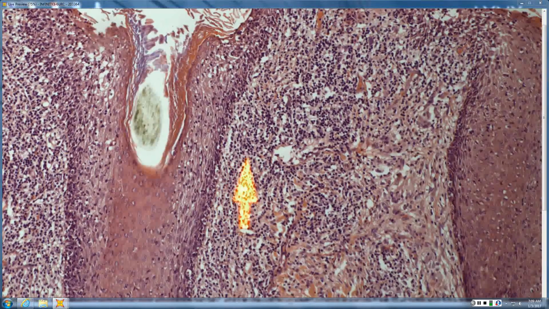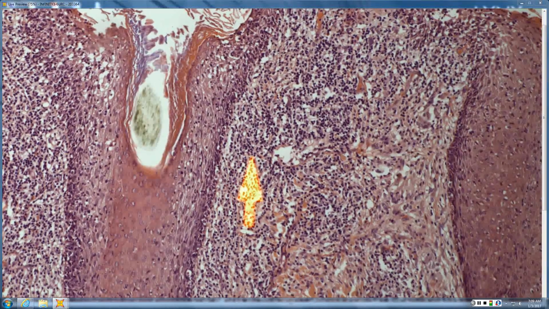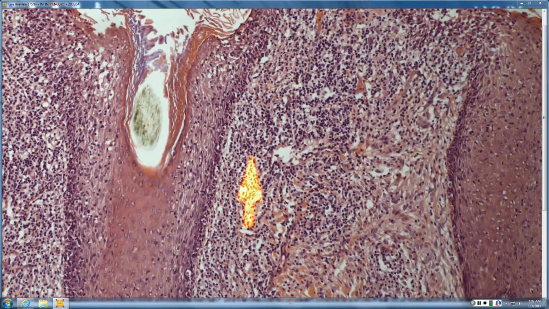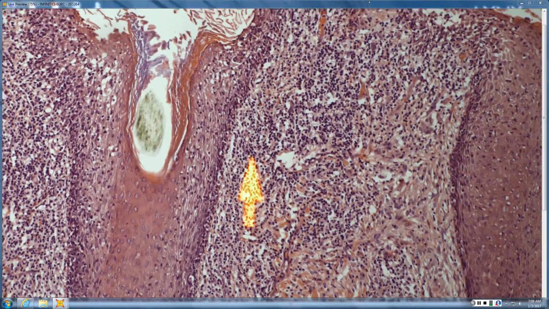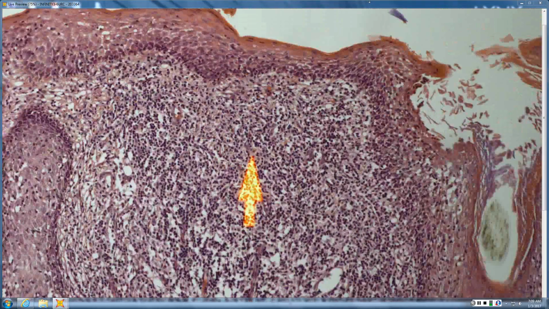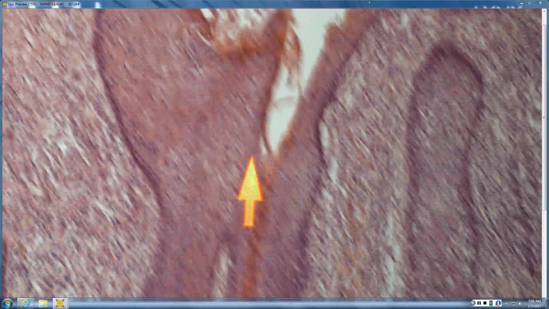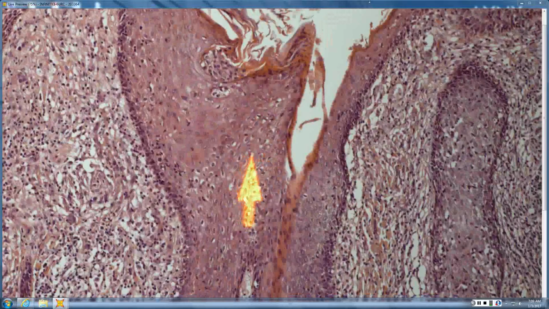And there's a relative lack of spongiosis compared to the amount of lymphocytes that you see. And you may even see some Pautrier microabscesses and stuff like that. So you're basically seeing classic MF. Maybe you'd see some mucin, but it's not required.